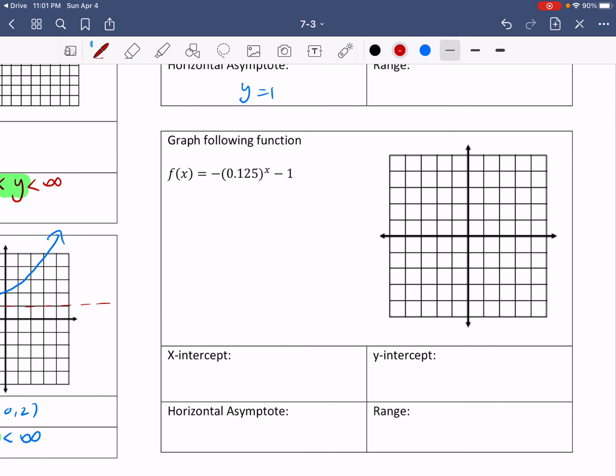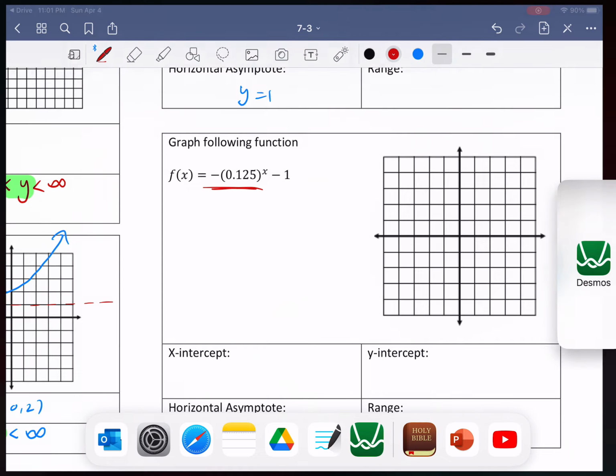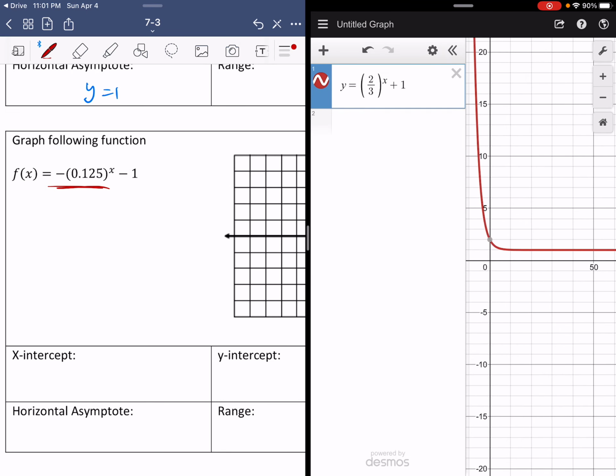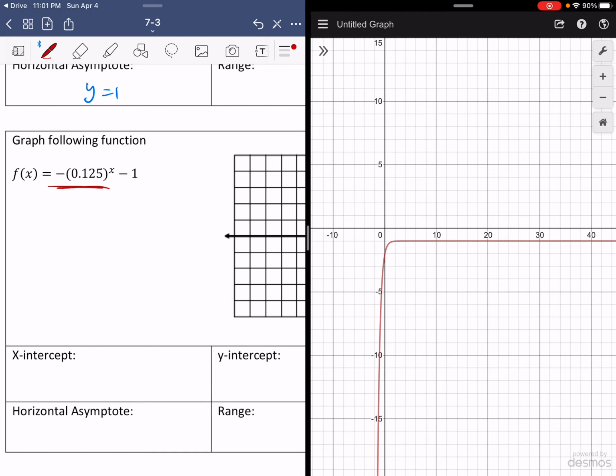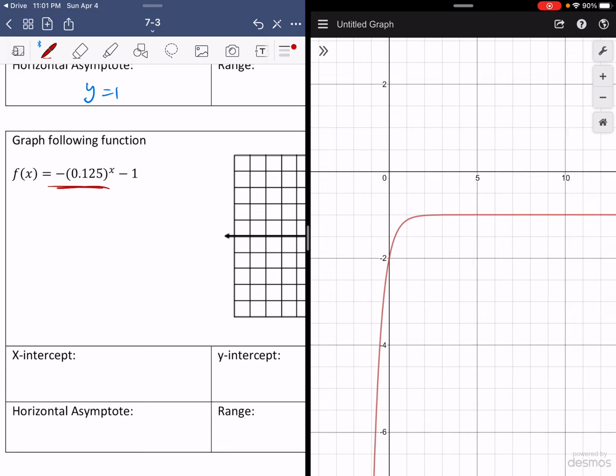Last question. Now you see a negative in front of it, but it's not going to change anything. Not really, okay? And here we go. The only thing you have to do is this. Just put negative 0.125 to the x power minus 1. So we have this graph here. Our graph looks like this. It's a pretty simple graph, right?